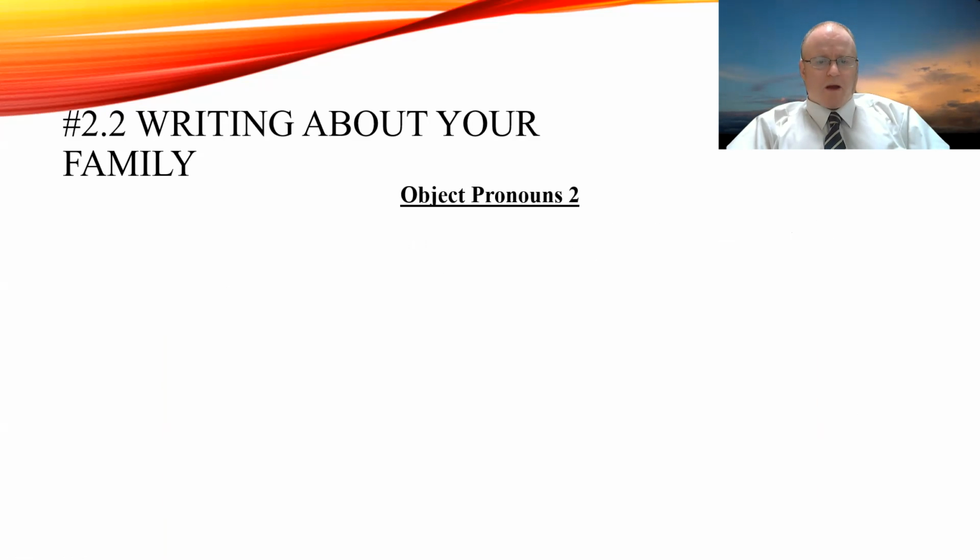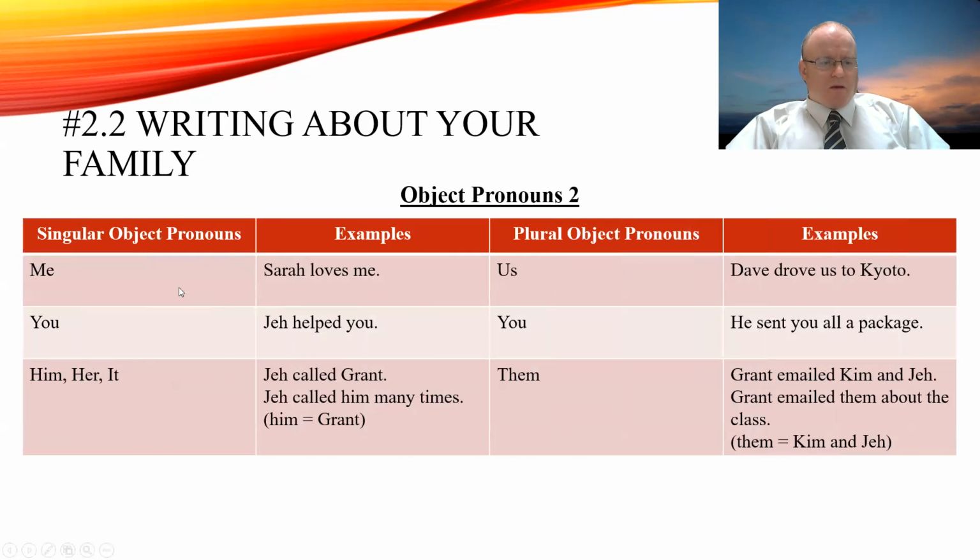All right, more about object pronouns. For singular object pronouns, we have me, you, him, her, it. For example, Sarah loves me. You, Jay helped you. Him, her, it. Jay called Grant. Jay called him many times. Him in this case refers to Grant.